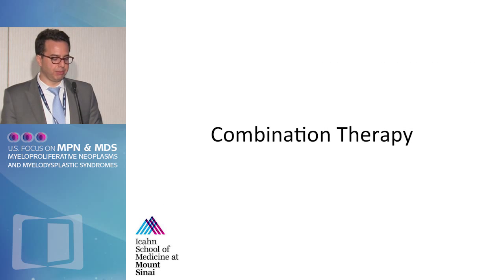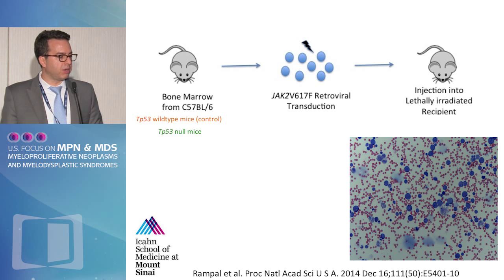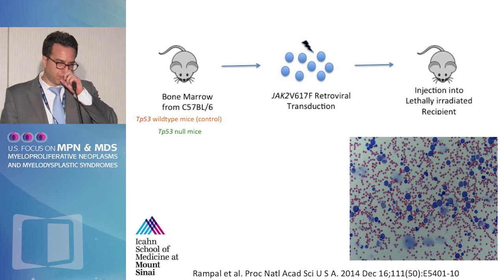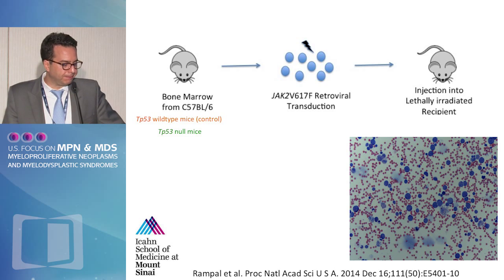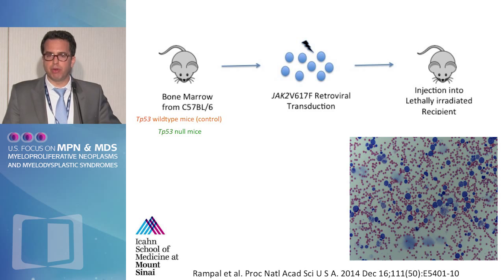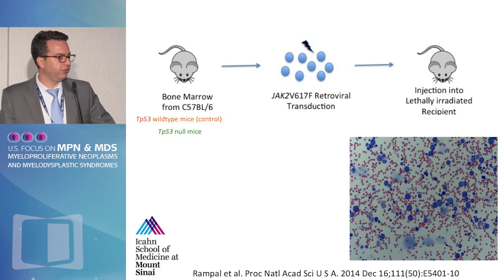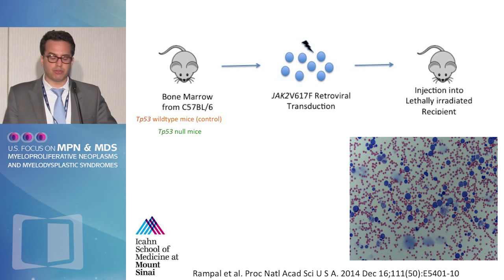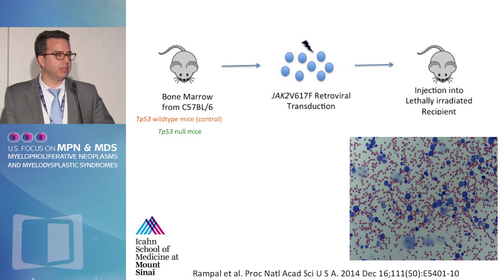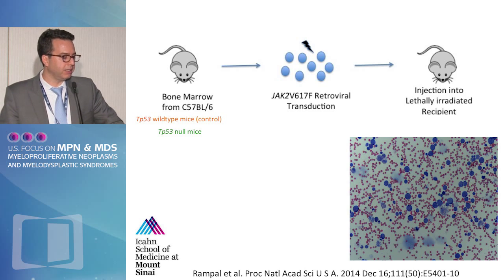So combination therapy, which is where a lot of this is going in chronic phase and blast phase disease. Rajit showed this to you earlier. For those of you who didn't catch it, I'll just briefly go over again. So Rajit and Ross Levine at Sloan have created a murine model of MPN blast phase using bone marrow cells from a p53 knockout mouse, transducing them with JAK2 V617F, and then transplanting them in a lethally irradiated mouse.